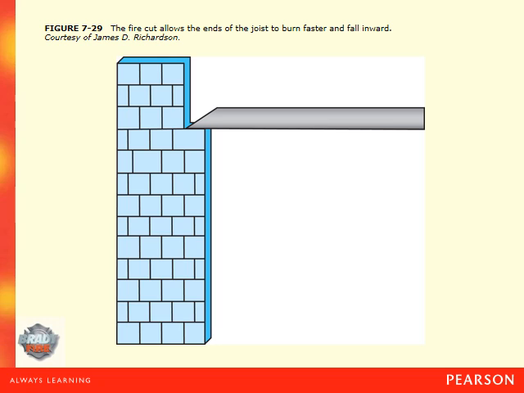Another example of this is something that has a fire cut, which allows the end of the joist to burn faster and fall inward, as seen here, as opposed to pushing out if it was all one piece, which would cause the outer wall to go, which would lead to the entire structure collapse as opposed to just the floor. So that's the premise behind it.